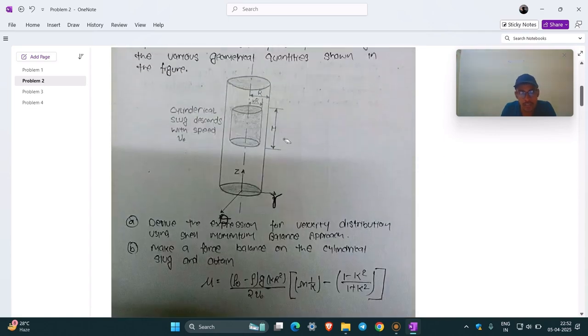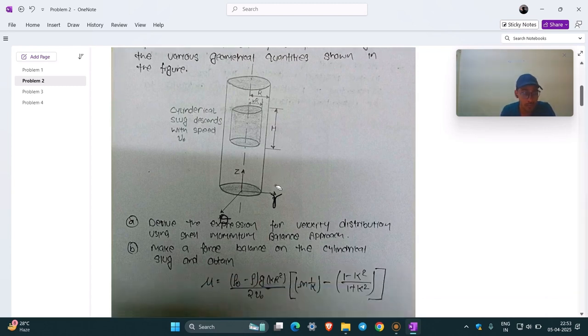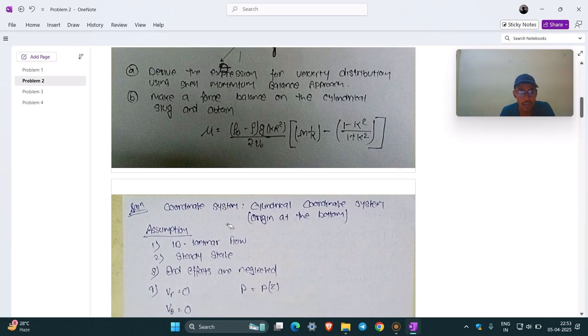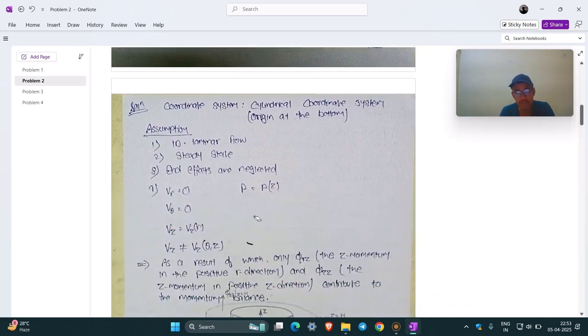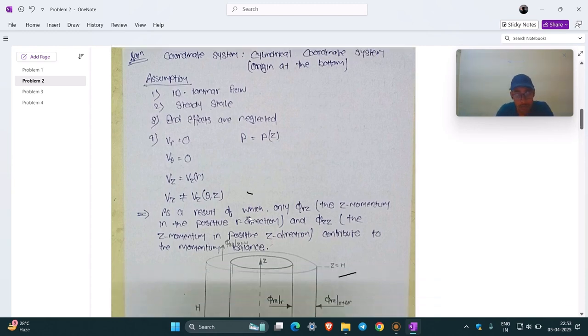We can see that the slug descends in the downward direction, so it has some velocity in the z direction, but it is not a function of theta, because the problem is symmetric about theta, and it is not a function of z, because the fluid is incompressible. Vz is only a function of radius r. As a result, the velocity has only a component in the z direction.